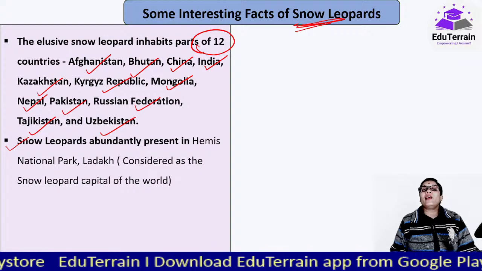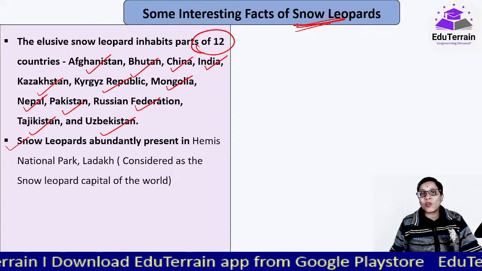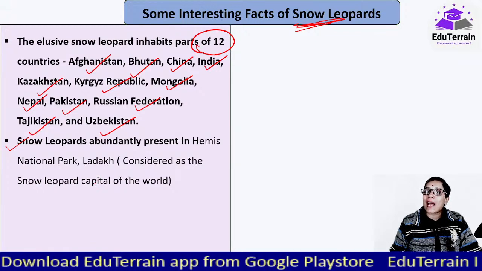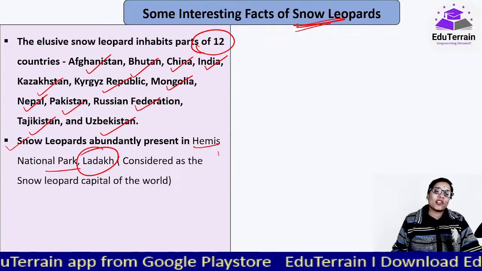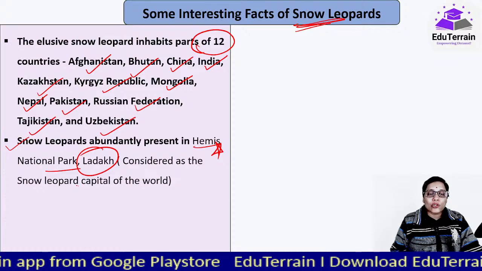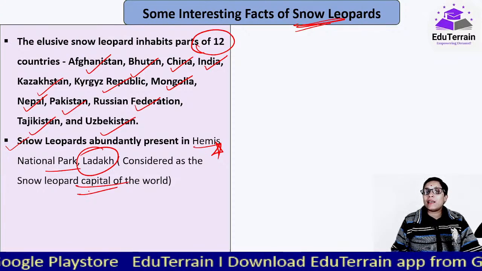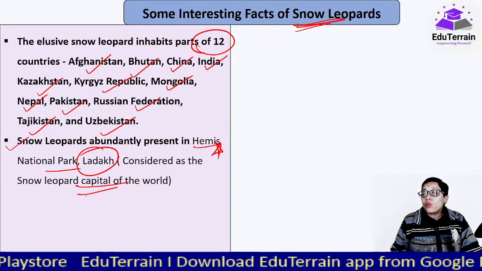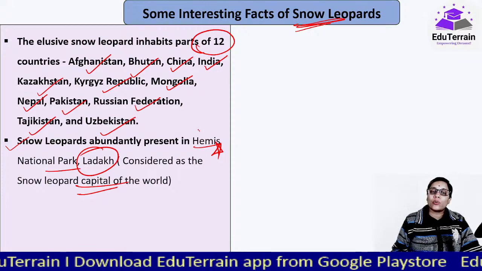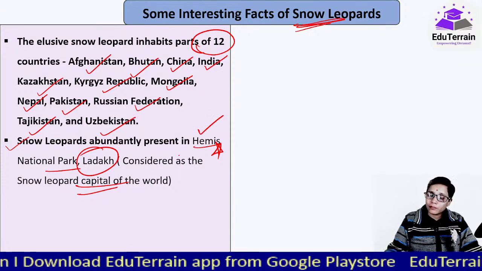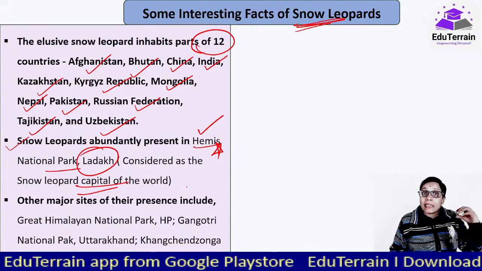Now in India, if we look at where they are abundantly present, we have already seen Ladakh is the union territory where it is found. In Ladakh also we have a national park, that is Hemis National Park, Ladakh. Now this national park is considered the snow leopard capital of the world. So it seems that there is a huge number of snow leopards at one place, and that is Ladakh, that too Hemis National Park, Ladakh.